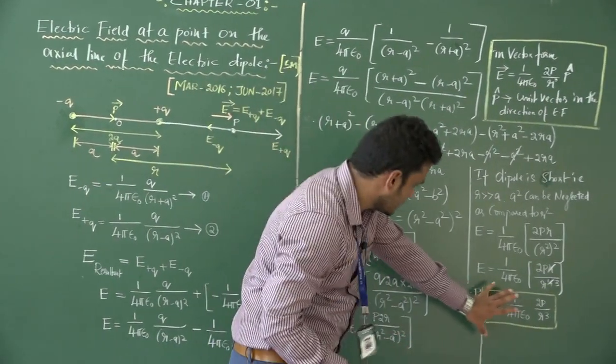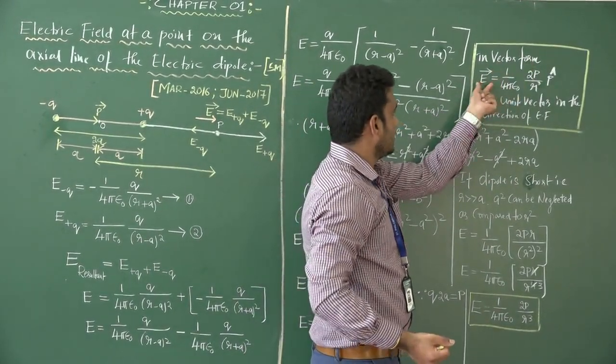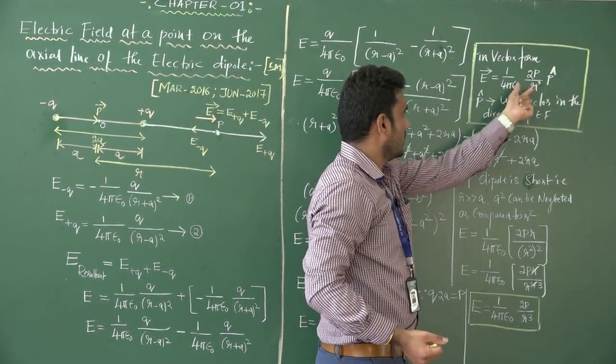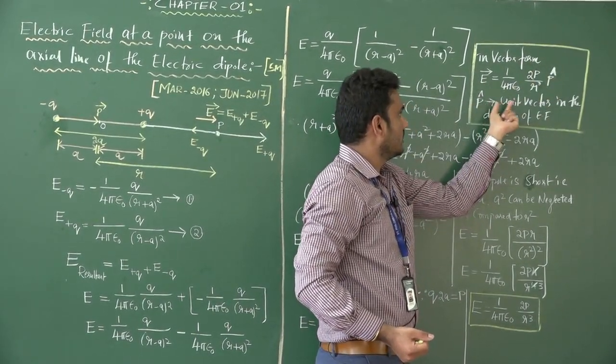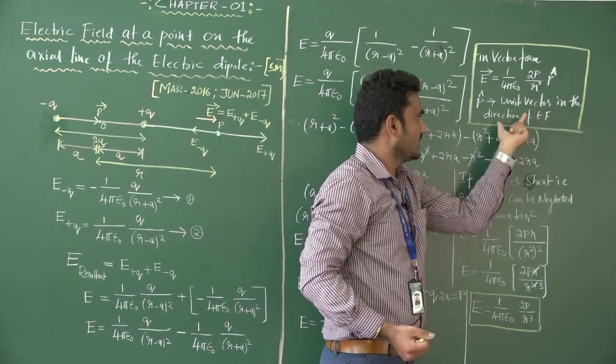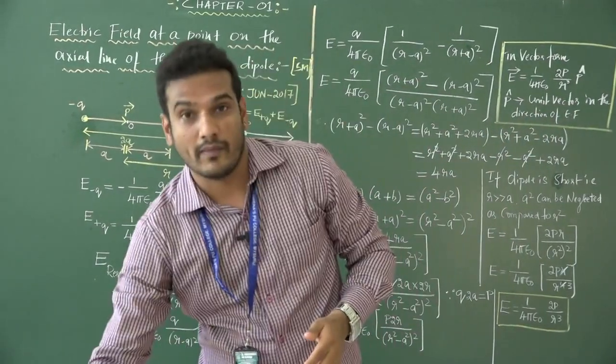We can express this equation in vector form like this. In vector form, E vector is equal to 1 over 4 pi epsilon naught, 2p divided by r cube, p cap, where p cap indicates the unit vector in the direction of the electric field. So this is very important for 5 marks.